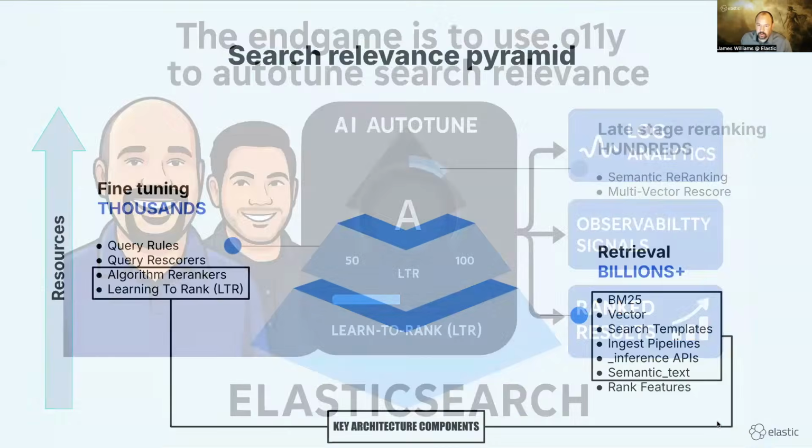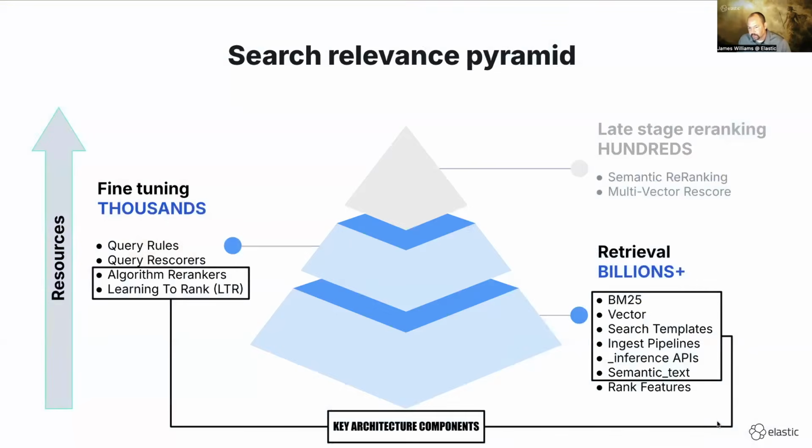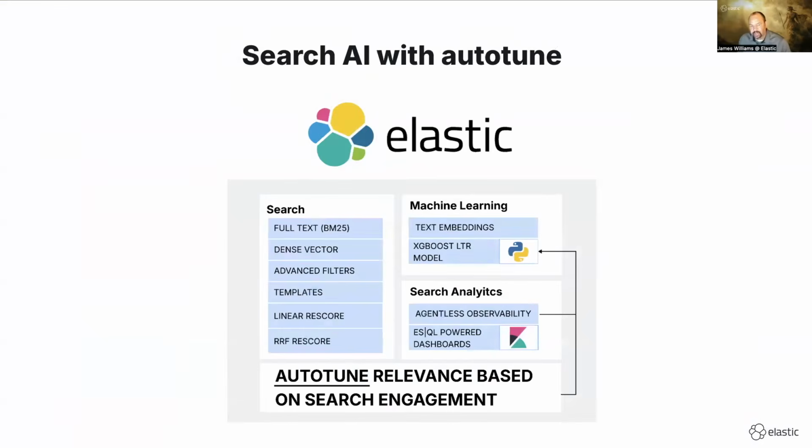real user activity. The architecture that we built is based on the two bottom pillars of the search pyramid, the retrieval layer, where we use all the usual suspects: full text search, dense vector search, templates, ingest pipelines, semantic text field. Combining that with learn to rank and algorithm re-rankers is the core basis of the architecture. The auto-tune piece is what makes it unique and interesting.